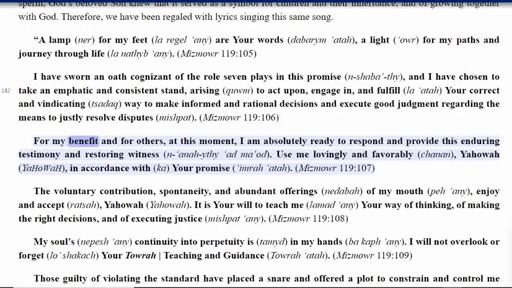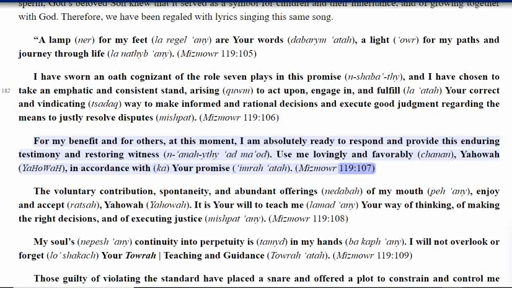Mizmowr 119-106. For my benefit and for others, at this moment, I am absolutely ready to respond and provide this enduring testimony and restoring witness, Enanathi Admaud. Use me lovingly and favorably, Shannon, Yahowah, Yahowah, in accordance with, Ka, your promise, Imra Otter.